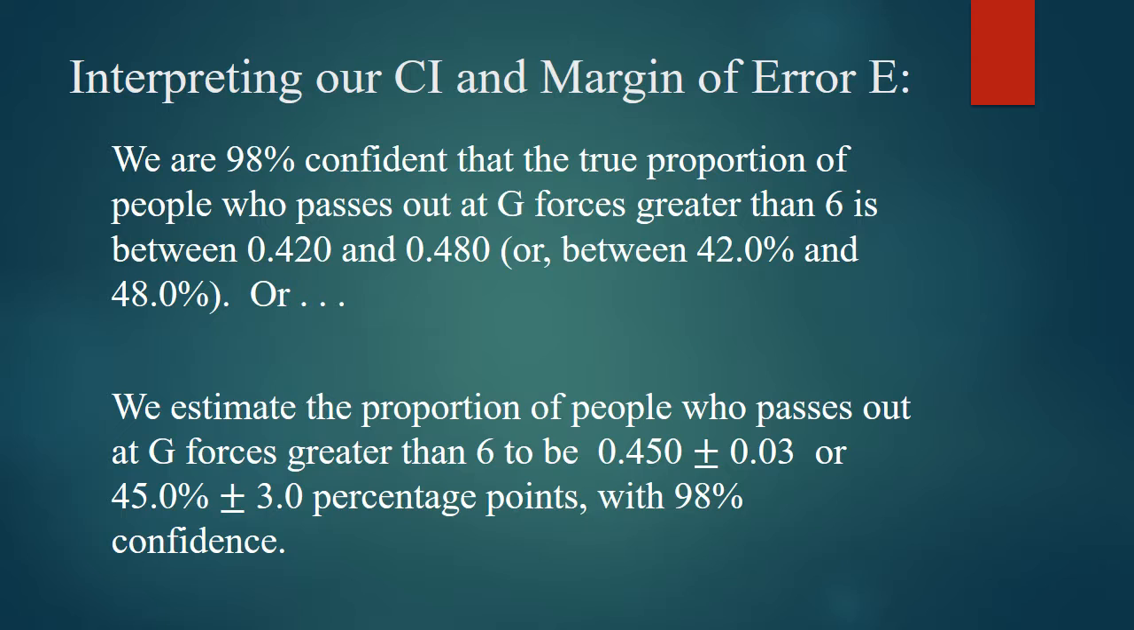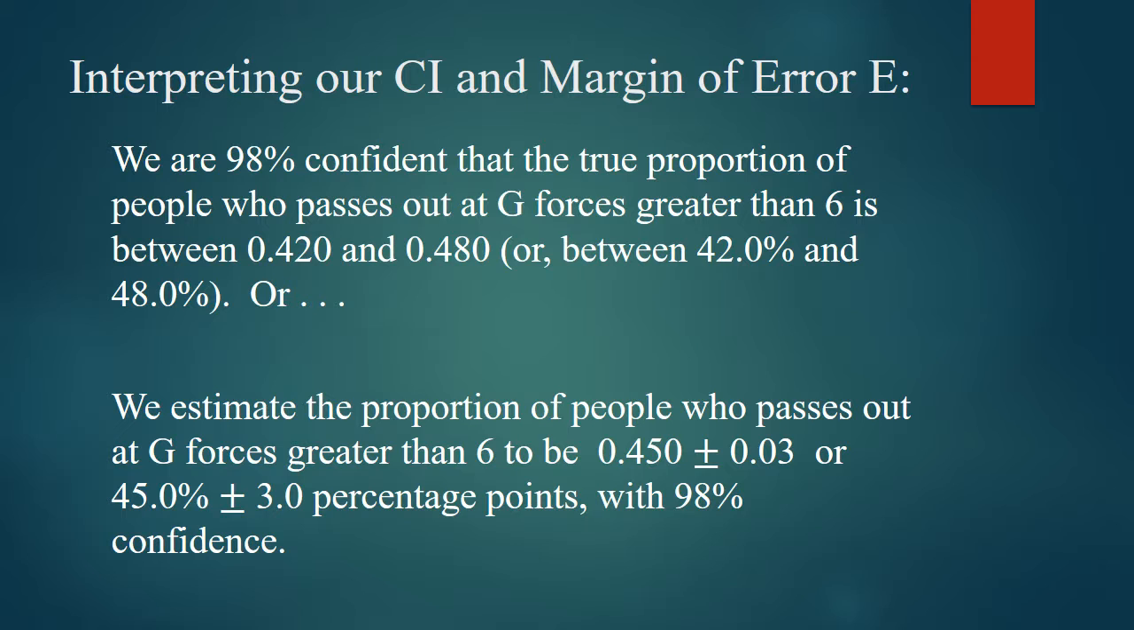Now we're going to go ahead and interpret that confidence interval and margin of error. That 98% confidence interval tells us that we are 98% confident that the true proportion of people who pass out at G-forces greater than 6 is between 0.420 and 0.480. Or we are 98% confident that between 42.0% and 48.0% of people pass out at G-forces greater than 6.